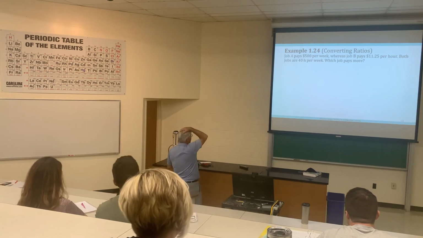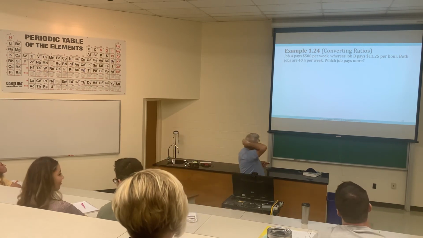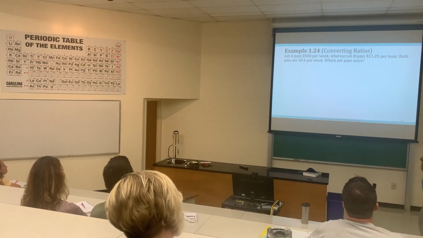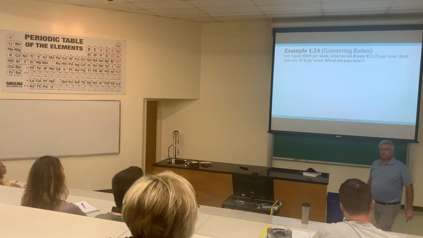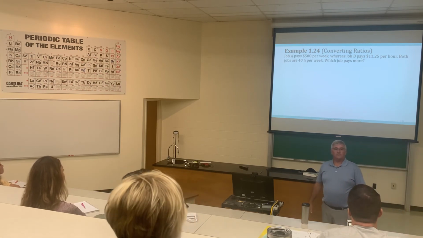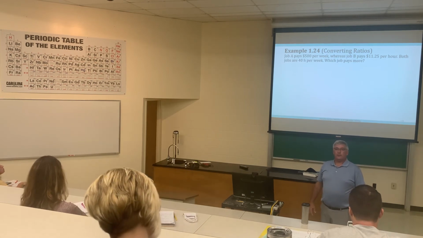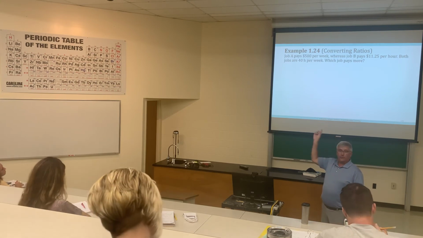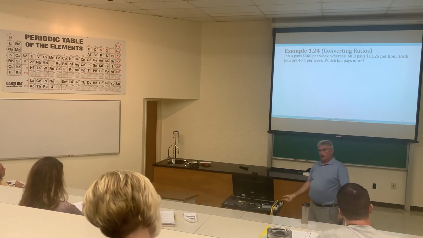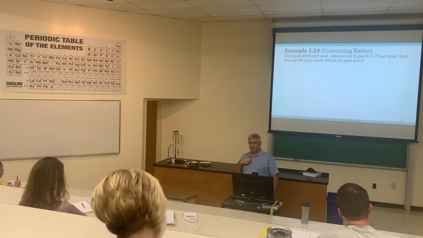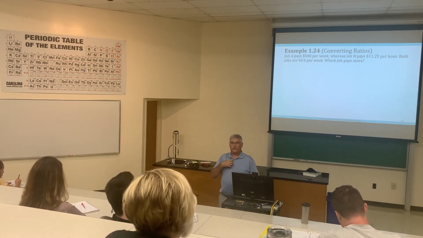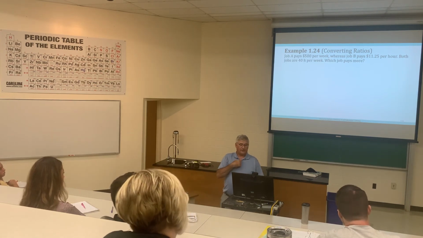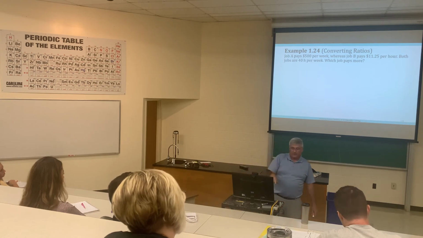So job A pays $500 per week, where job B pays $11.25 per hour. Both are 40 hours per week. Which job pays more? This is the comparison, right? Two ways to go. You can either calculate the $500 to hourly wage, or you could take the other one and multiply it out to find how much you would make in a week to see which one makes more, right? Which one do you think I would do? I would take the 40 times 11.25 because I don't like to divide.